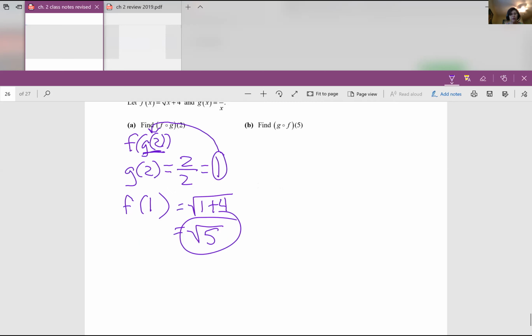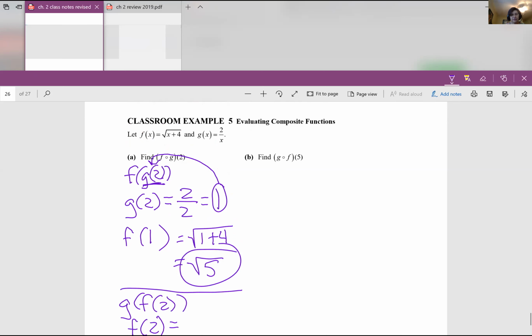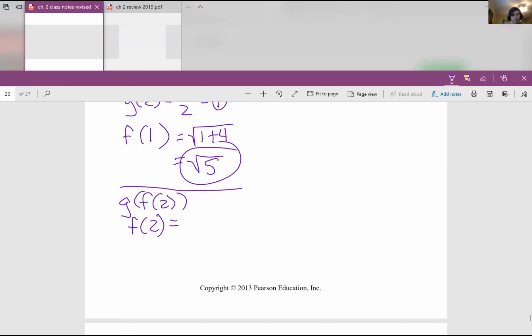Okay. Now I want to show you it makes a difference. I can't switch the f and the g. If I reverse the order, I'm not going to get the same thing, because this is telling me I'd have to find f of 2 first. Well, my f function said take the square root of x plus 4. So that would be the square root of 2 plus 4, which is the square root of 6. And that's the number that would have to go into the g function.